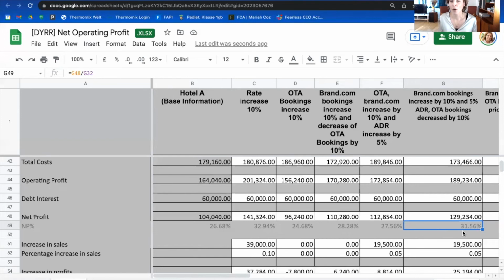So it is a really lovely scenario showing you what is going to happen if you start rethinking where you are selling, what percentage of the inventory of your free rooms you are selling, and where you are selling it. At what price? It's also very important. So this is the second best result in net operating profit after increasing the price by 10%, no matter where you sell.